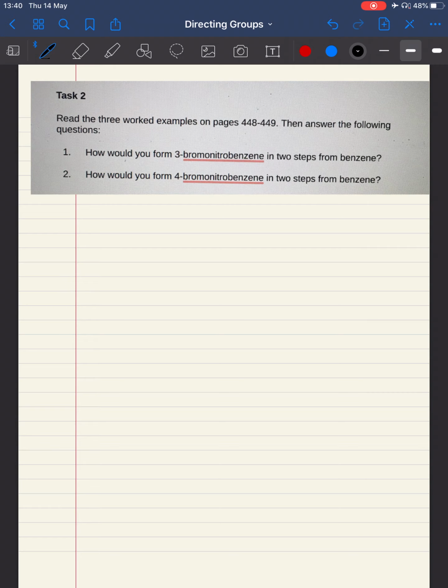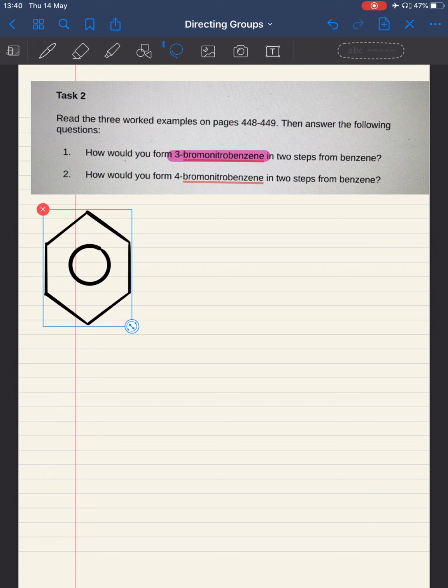Finally, let's have a look at some worked examples. This might look familiar to you guys. It came out with the lesson. We had a couple of questions about it. Part of this is going to be analysing the question, pulling apart what the question is asking us and picking out key bits of information. So, highlighter. How do you form 3-bromo-nitrobenzene? Well, first things first, I would be looking to draw out the molecule, because then that gives me an idea of what I'm working with.